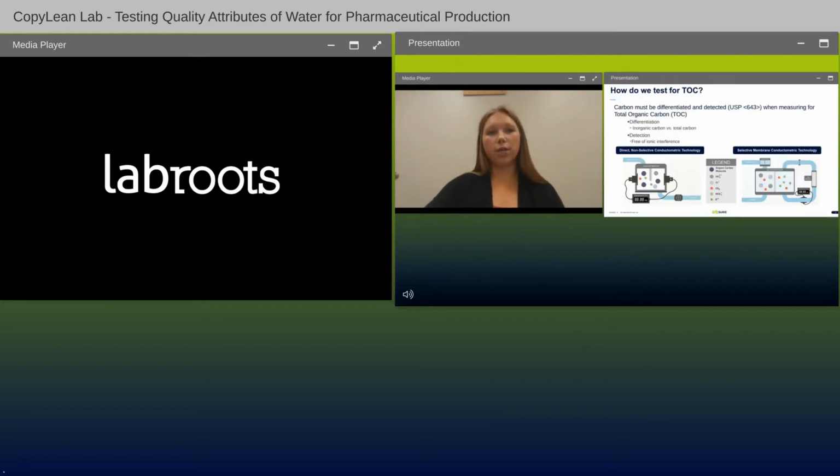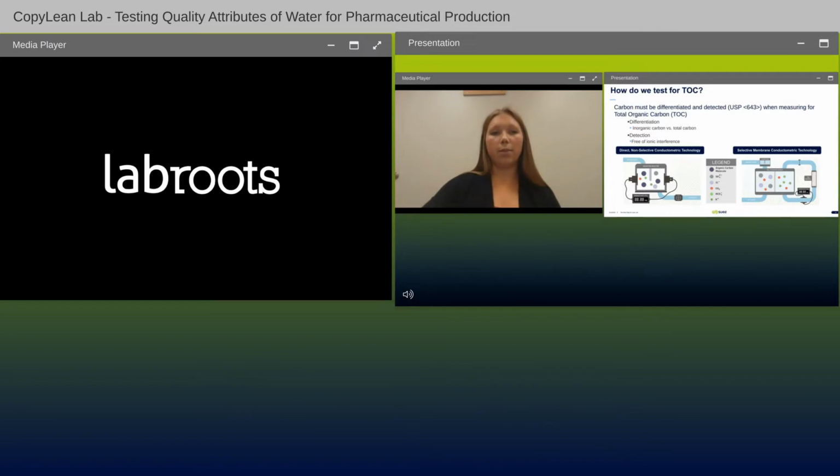What's important to note to maintain compliance is that carbon must be differentiated and detected according to USP 643. This means, number one, you must differentiate between inorganic carbon and organic carbon. And number two, carbon and only carbon must be the species detected. So the analyzer must be clear of any sort of ionic interference. This is ultimately what differentiates membrane conductometric technology from direct conductometric technology.